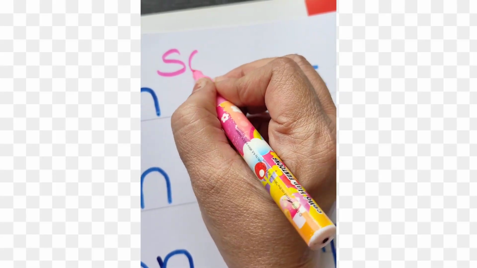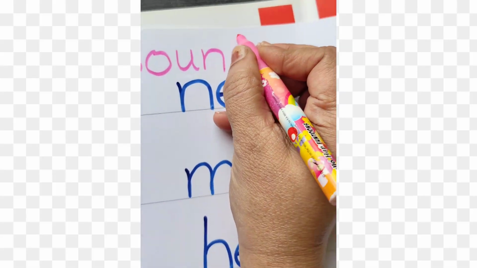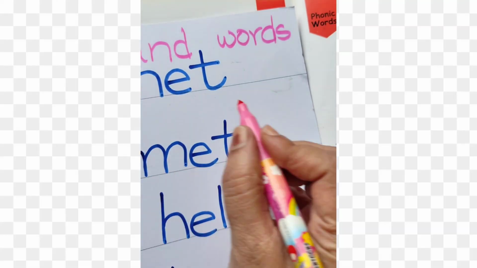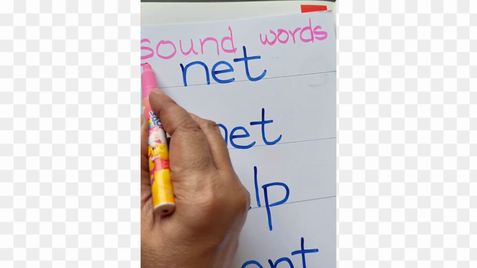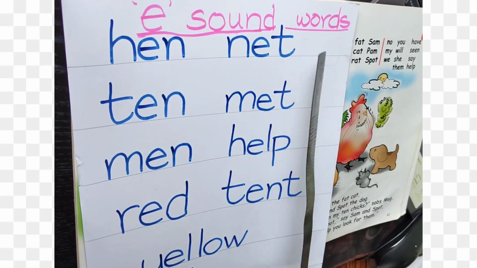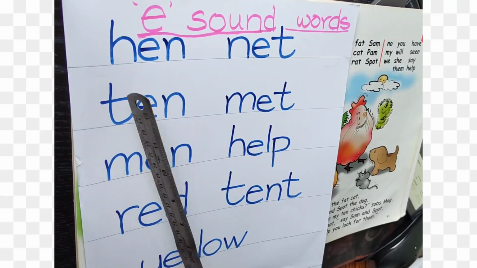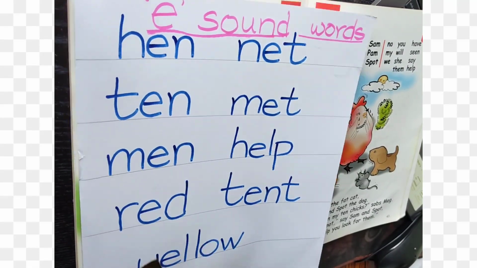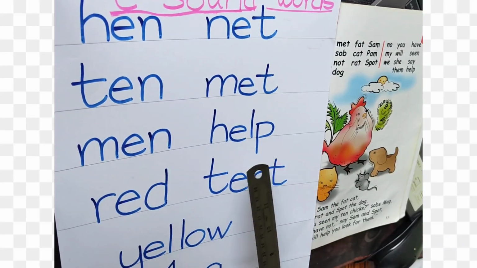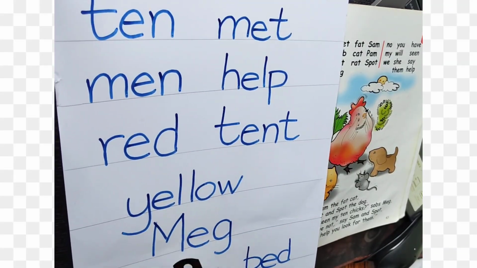E sound words. These are E sound words. Hen, ten, men, red, net, met, help, tent, yellow, Meg, peg, bed.